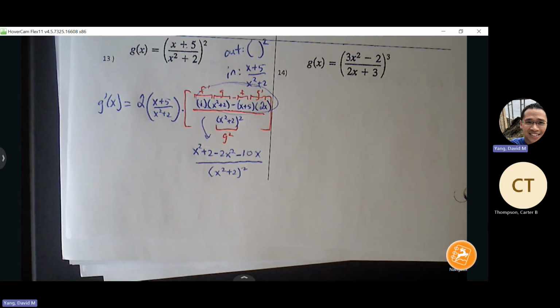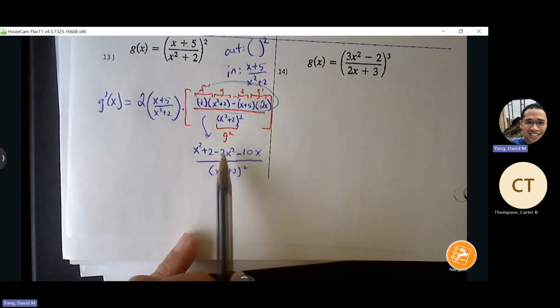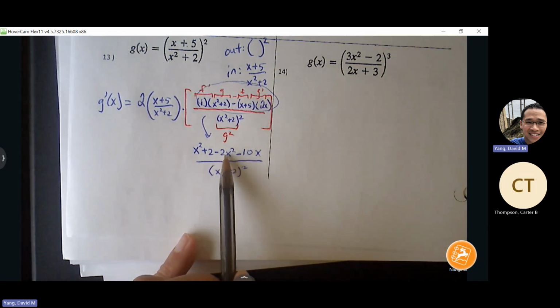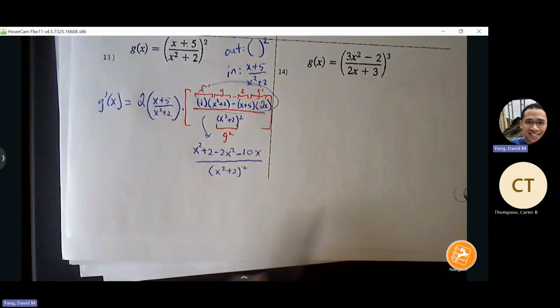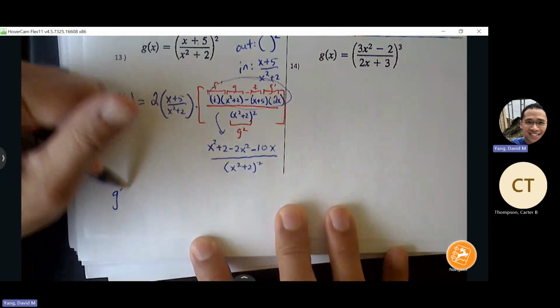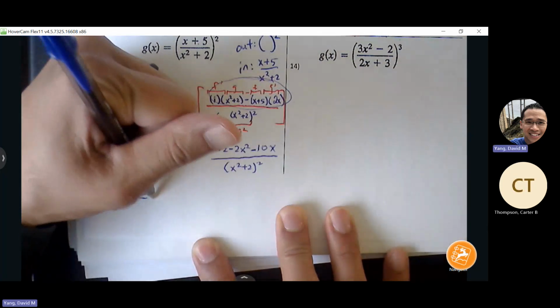Okay, so are we good with the cleanup here that we've done? This is the partial cleanup. I can do a little bit more, right? This ends up being negative x squared minus 10x plus 2. And now I'm just trying to merge it all under one fraction. Okay, so here's my g prime equals.